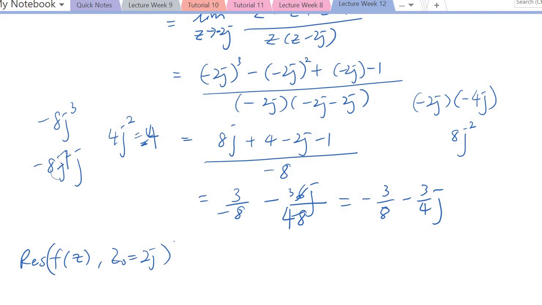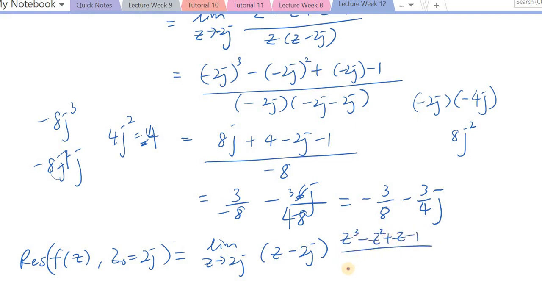Okay, so you can use the same method. Take the limit when z approaches 2j. So your z minus your z0, and then your f(z). Then this part will be your f(z).